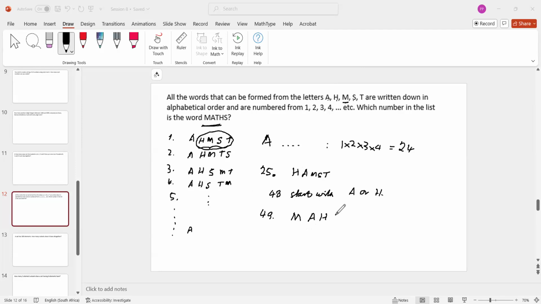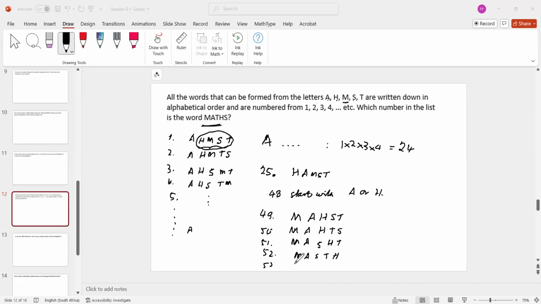Fortunately, they've given us this in alphabetical order. So you got A, H, S, T. Now let's go to 50. You'll still have M, A, H, and now you'll put T, S. That's 50. 51 will be M, A. Oh, now the H's are finished. Yeah. You have to put S first and then put HT. Then 52 is MA, STH. That's 52. And then 53.